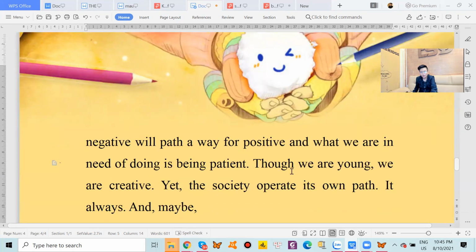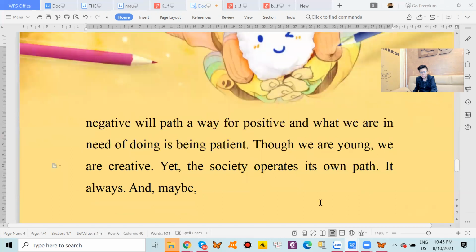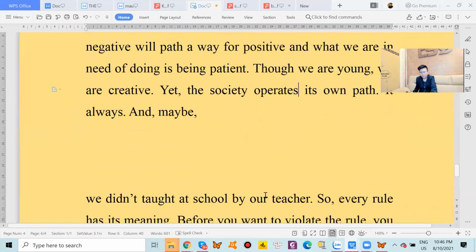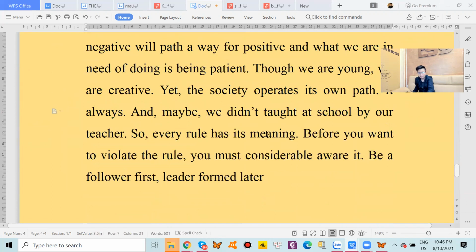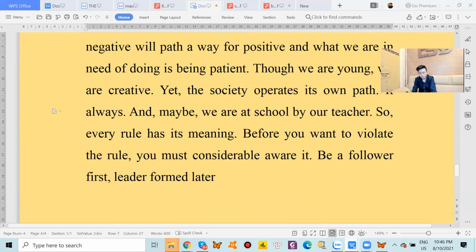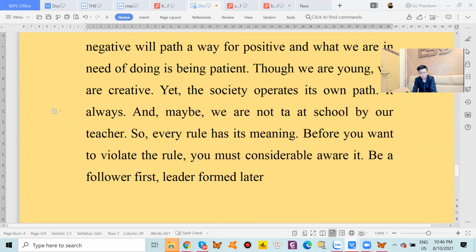Though we are young, we are creative. Yet it means, however, society operates its own path. It's always and maybe, okay. It's always and what is wrong? It's always and maybe we didn't taught at school. We used the word teach. I teach you English. You are taught English. Teach, taught, taught. That is the passive voice. So, and maybe we are not taught at school by our teacher.